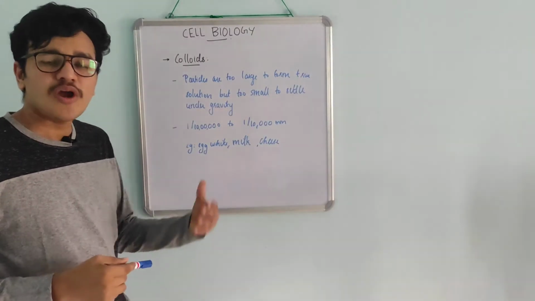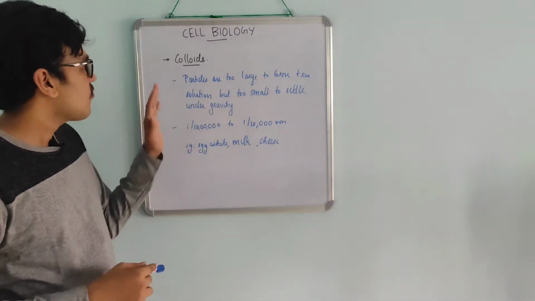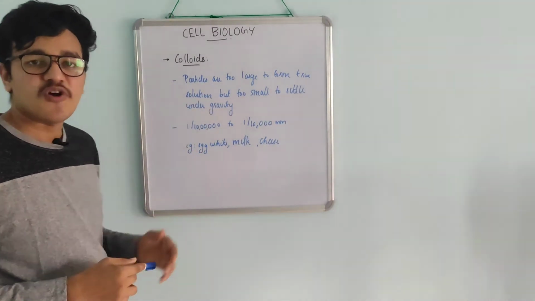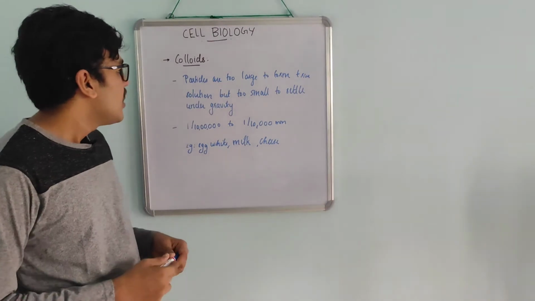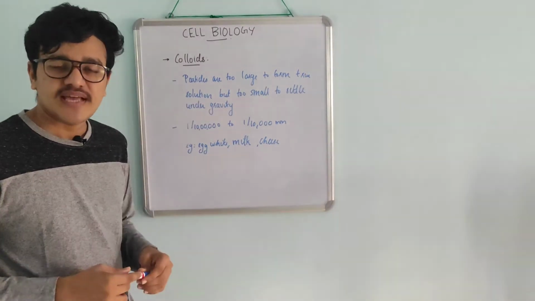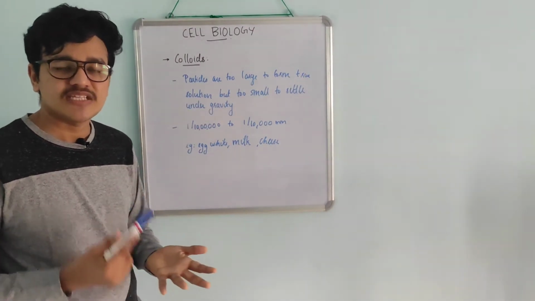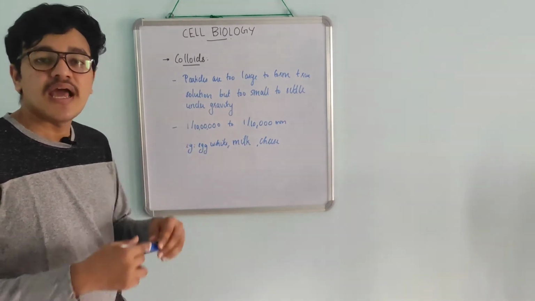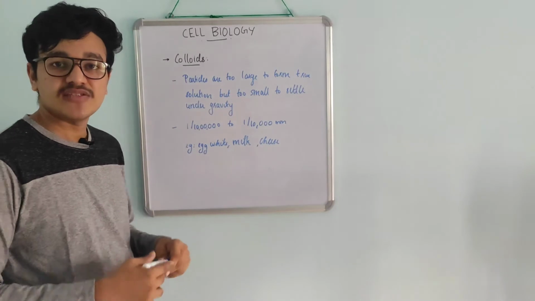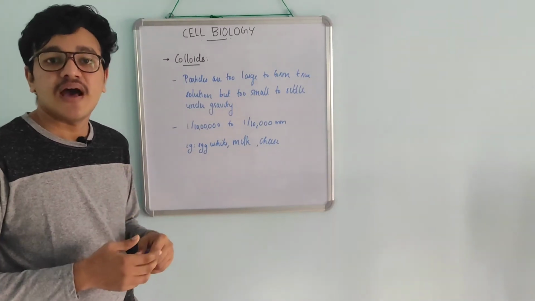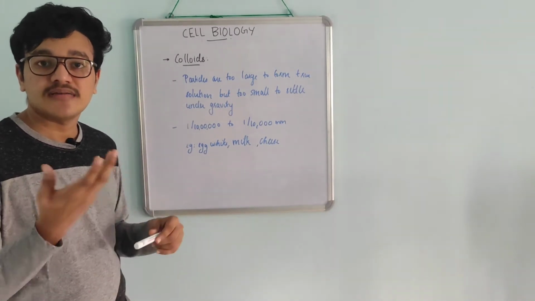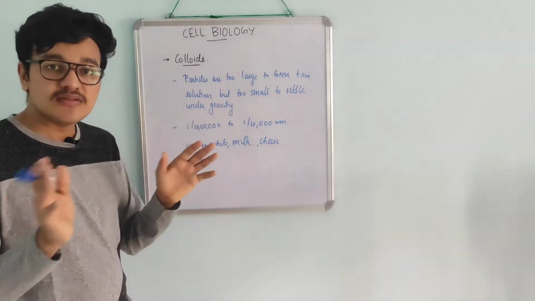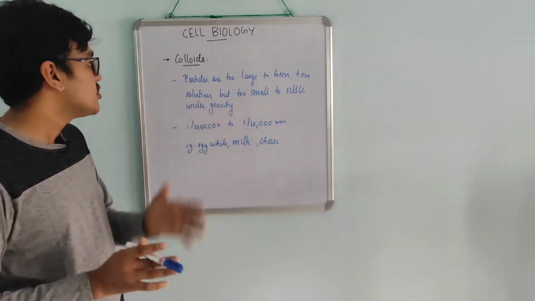Before discussing the colloidal nature of cytoplasm, we first need to understand what a colloid is, so that you get a base and foundation to develop the concept. You all know two types of mixtures: true solution and suspension. In a true solution, the solute completely dissolves in the solvent, and in a suspension, the solute does not dissolve and settles down under the action of gravity. There is a mixture in between these two, known as a colloid.